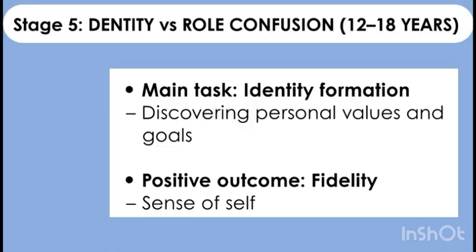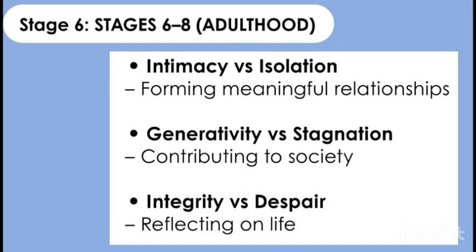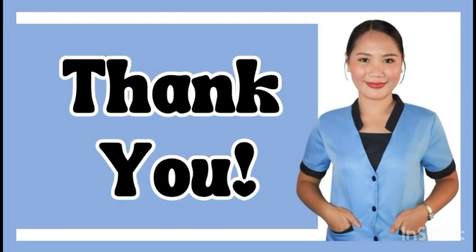For stage 5, identity versus role confusion. Here, adolescents explore different roles and beliefs. Successful resolution results in a strong identity. Failure results in confusion. Next are stages 6 to 8, which is the adulthood. Here, these stages focus on relationships, productivity, and life satisfaction. Although not classroom-based, they appear in general psychology questions at ang LET.